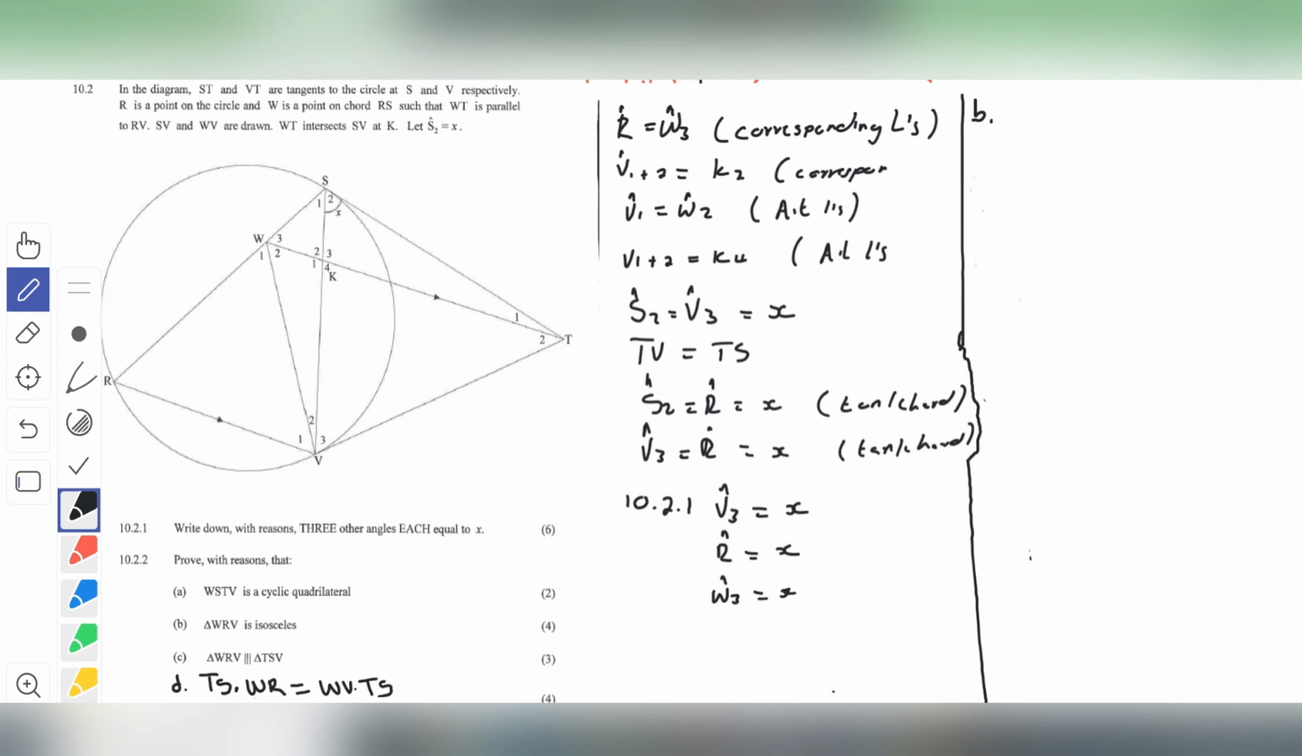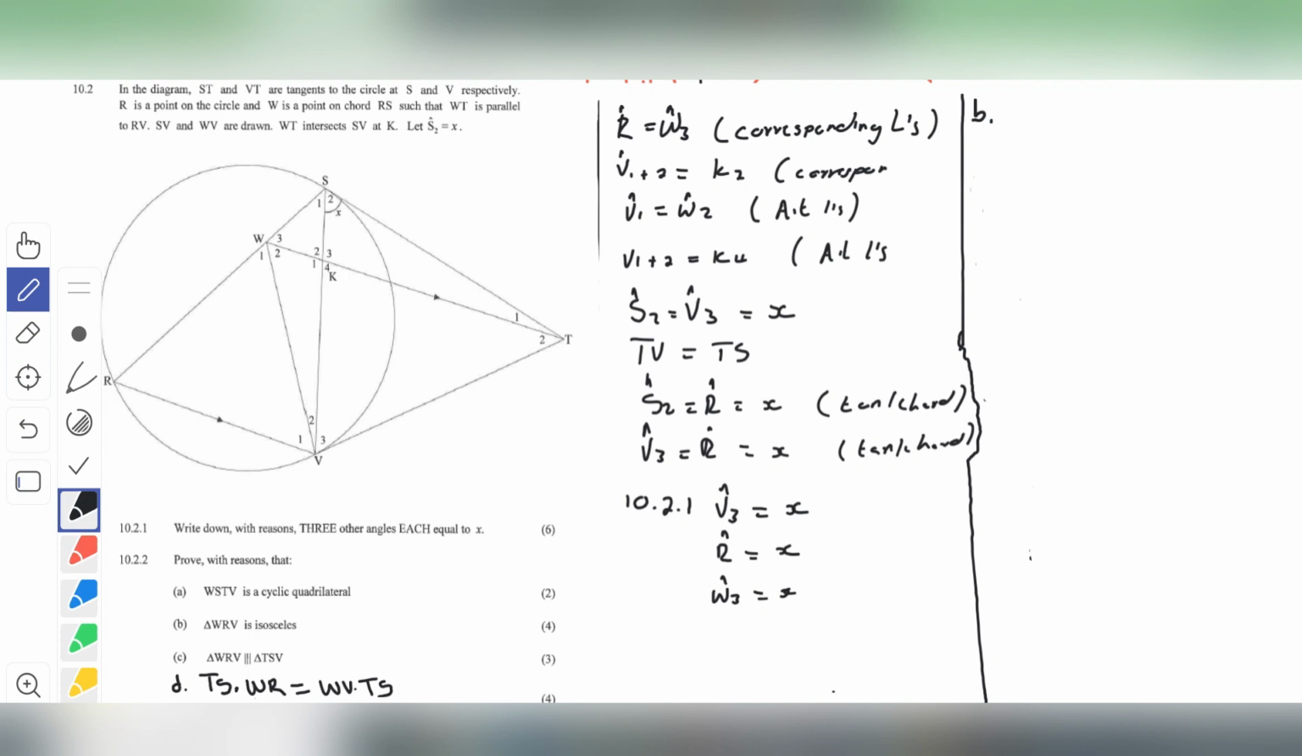Because now we don't have the sides, we are going to use the angles, right? So we need to find angle R, angle W1 and angle V1. Therefore we are going to check which angles are equal. If there are any angles which are equal inside that triangle, then we can conclude that this is an isosceles triangle, because this and this angle are equal, right?